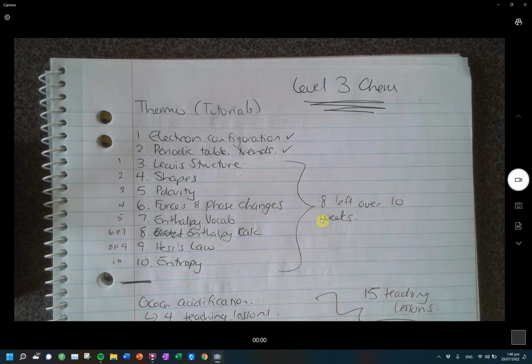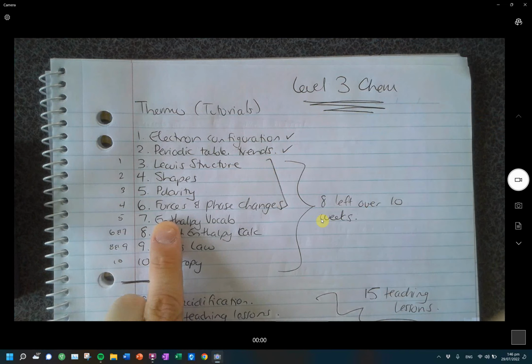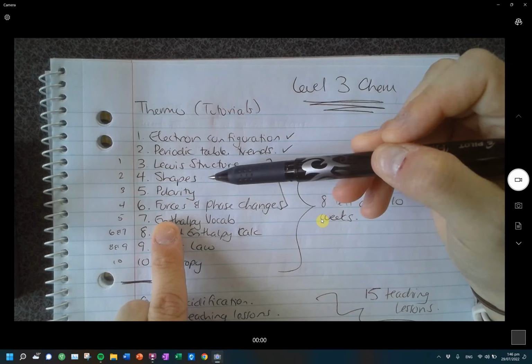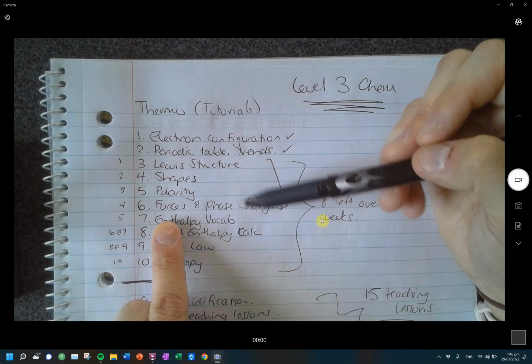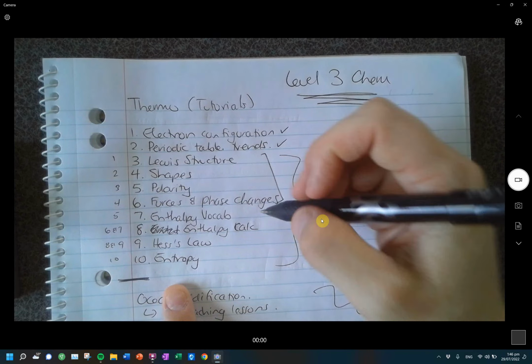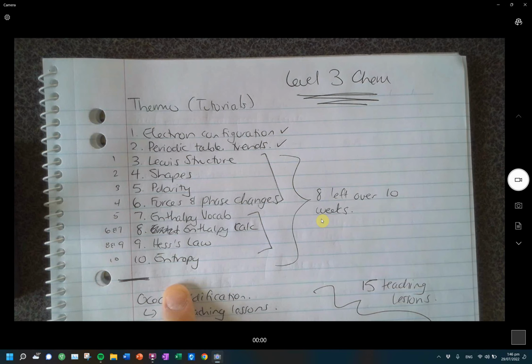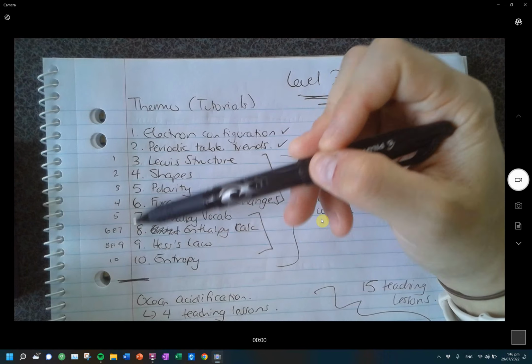The next chunk of questions is going to be about Lewis structure, shape, polarity, forces and phase changes, things like that. So that's going to be our next question. And then our final question is going to be on the enthalpy calculation stuff. So that's how I've blocked it out, and I've put out what weeks are roughly going to be things.